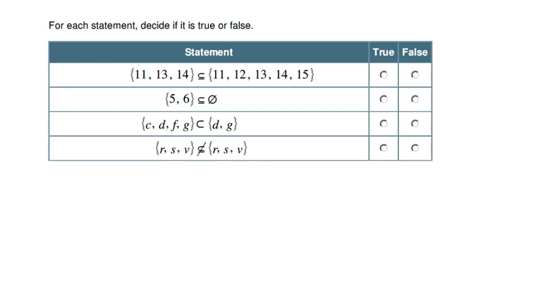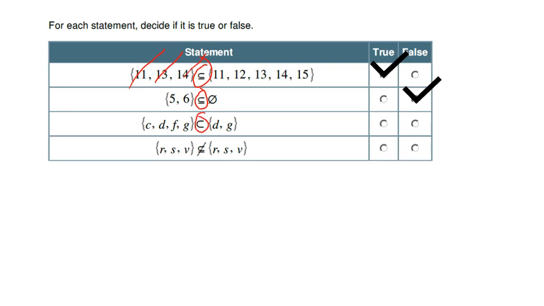In the first one, you're being asked about a subset. Is everything on the left on the right? The 11's on the right, the 13's on the right, and the 14's on the right. So it's true. The second one, again, you're being asked about a subset. Is the 5 on the right-hand side? No, it's not. The empty set is empty. So this one's false.